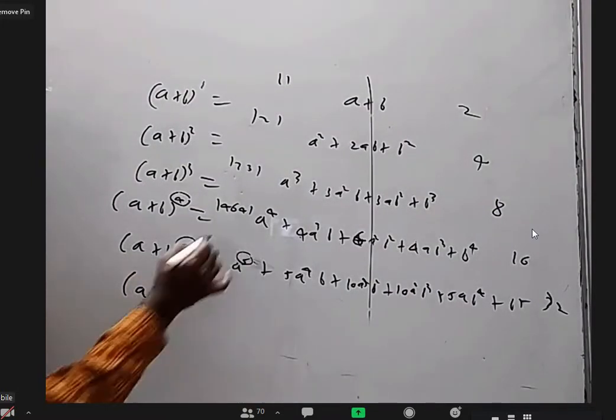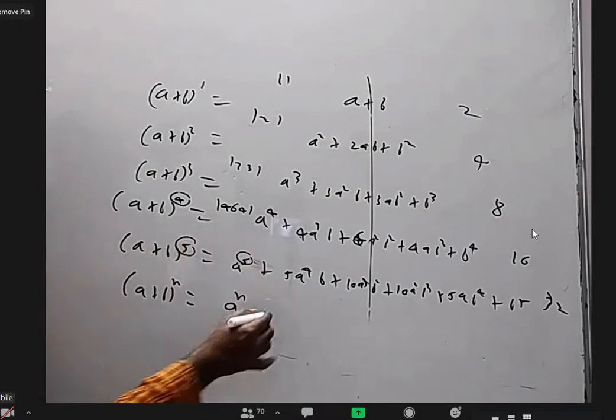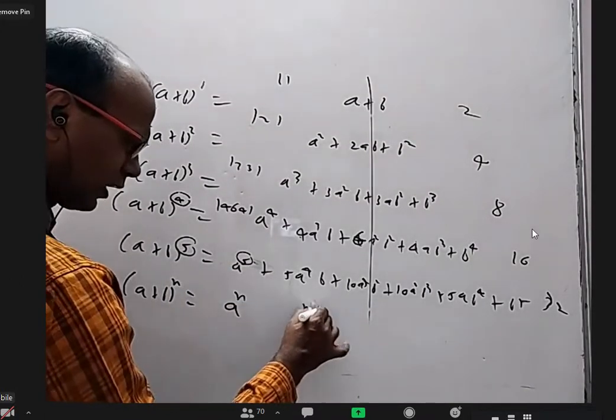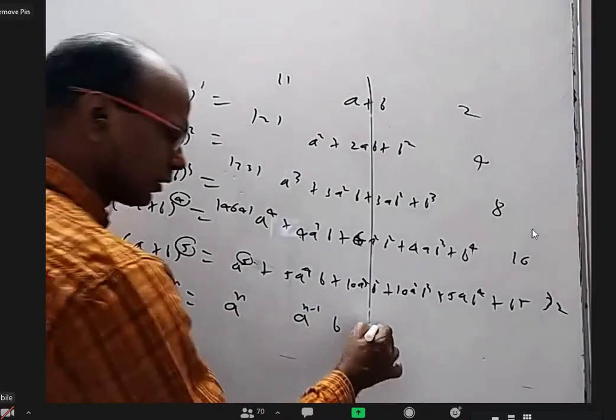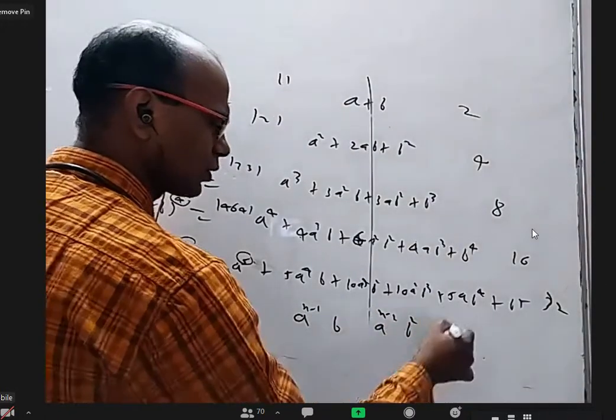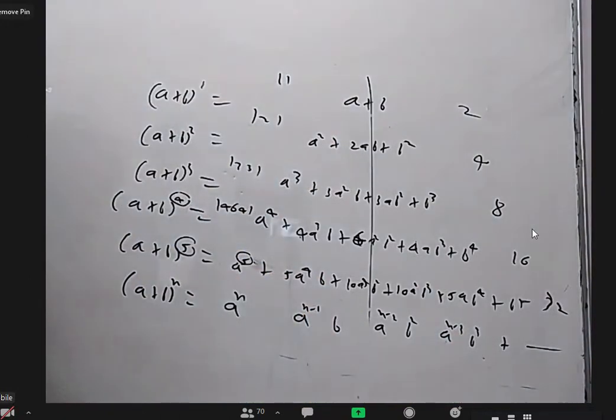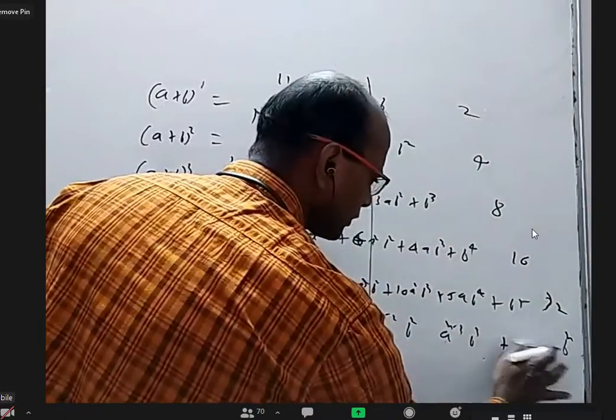Now, I want to tell you from this that a plus b whole power n, when power is 5, first power 5. So, first you will get a power n. Next, you will get a power decrease by 1, b power will increase by 1. A power n minus 1 into b. Next, a power n minus 2 into b square. Next, a power n minus 3 into b cube. So on. At the last, b power n.